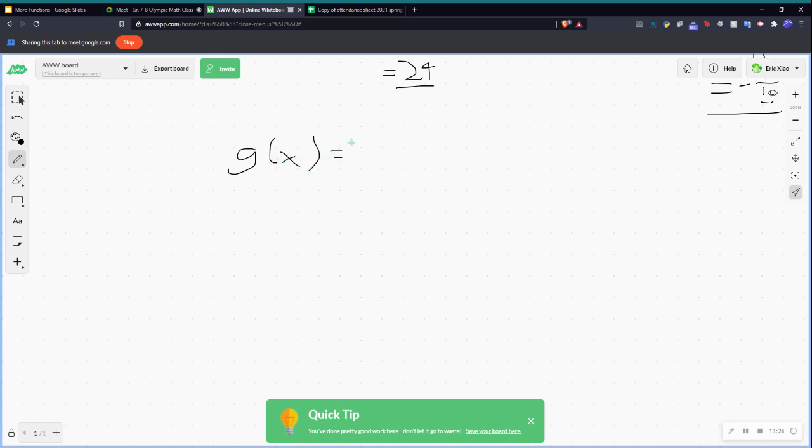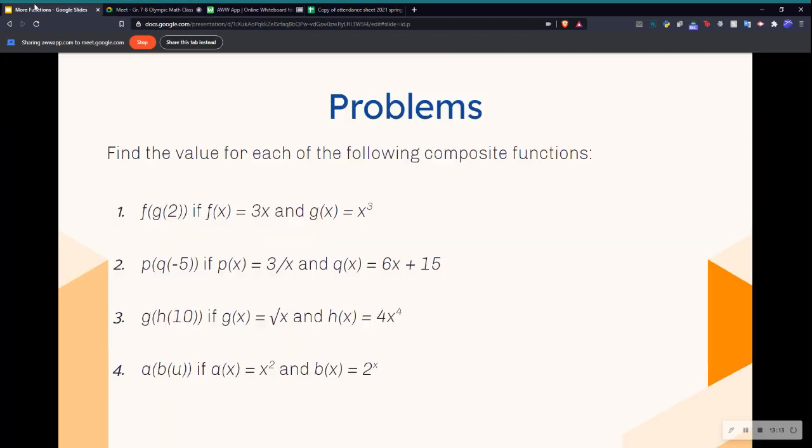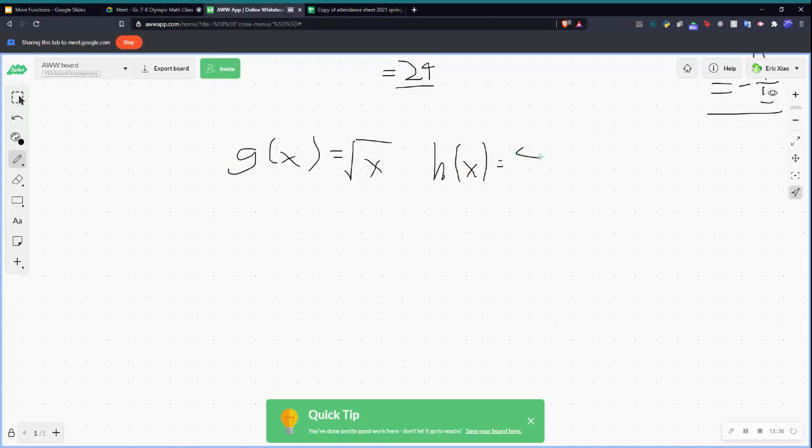So G of x was square root of x. They have H of x is equal to, what is it? 4x to exponent 4. There you go. Okay, so we're trying to find G at H of 10.